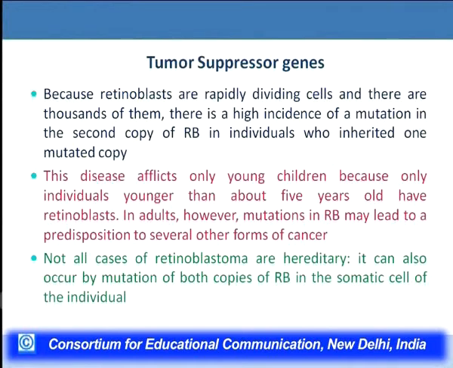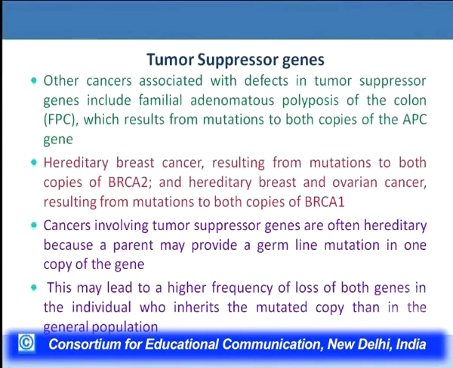But not all cases of retinoblastoma are hereditary. There might be mutation in both copies of the RB gene in the somatic cells of the individual. There are a large number of other tumors related to tumor suppressor genes, like familial adenomatous polyposis of the colon, hereditary breast cancer, which results from mutation of both copies of BRCA2, and ovarian cancer.